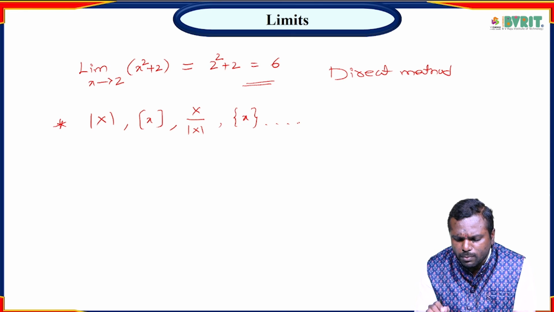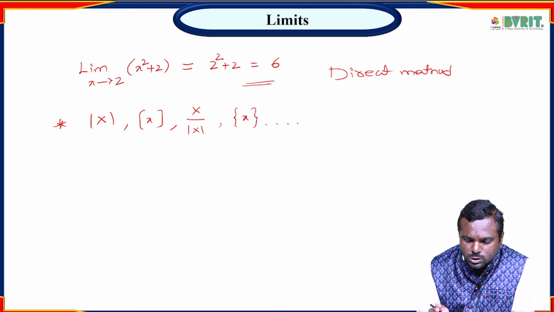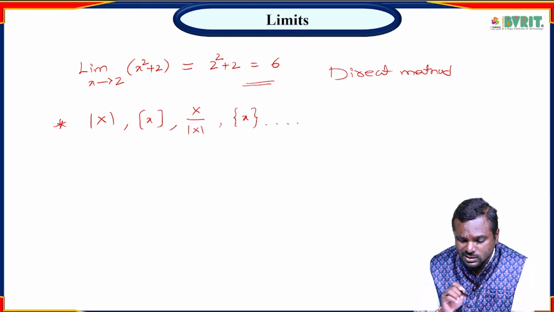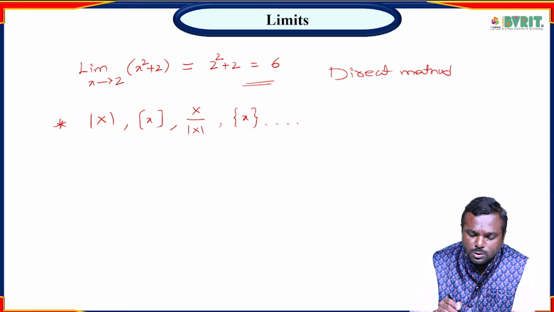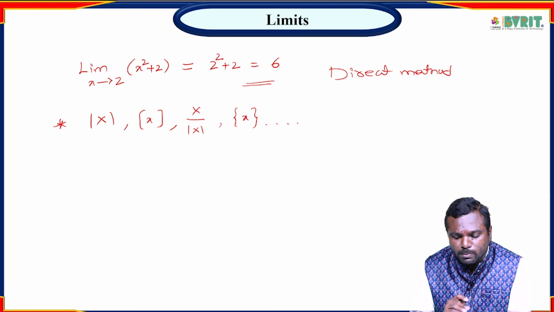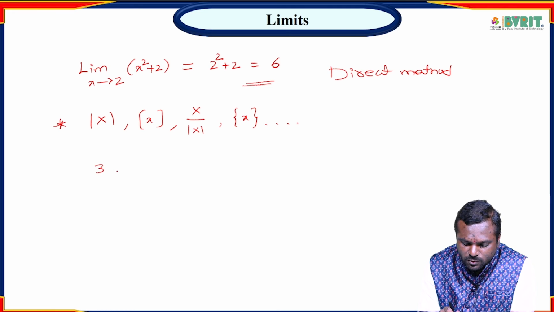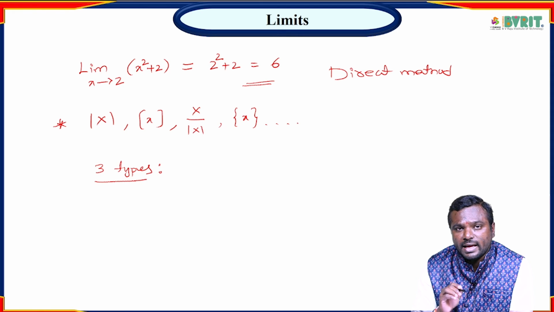So for this type of problems we are using the h tends to 0 method, the left hand limit and right hand limit using h tends to 0 plus, exclusively for this type of problems. For the other type of problems we are using the direct method. Here I explained 3 types of methods to find a limit.